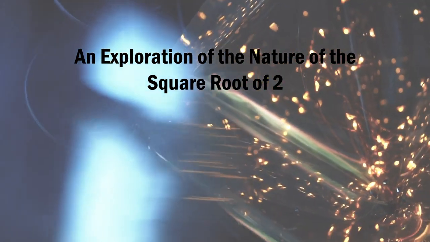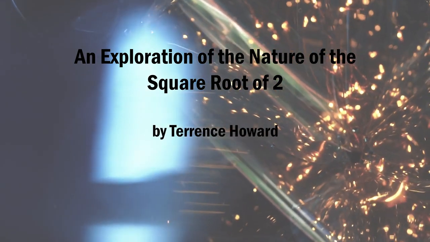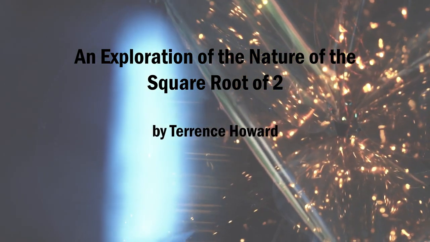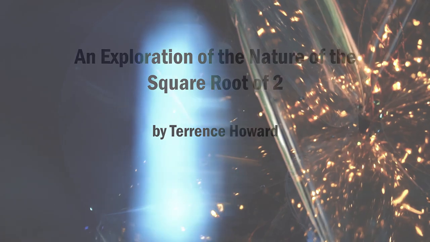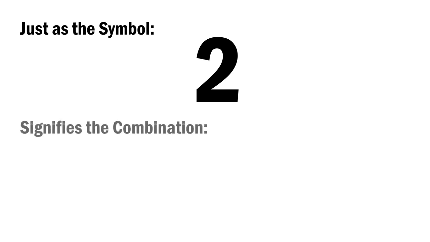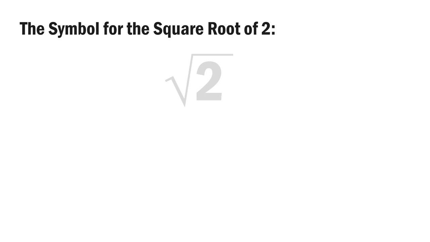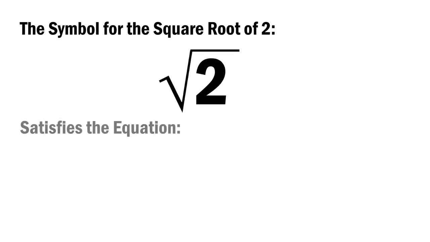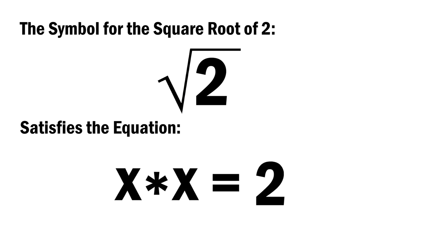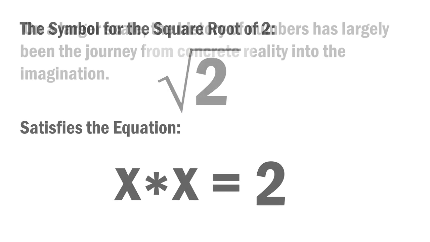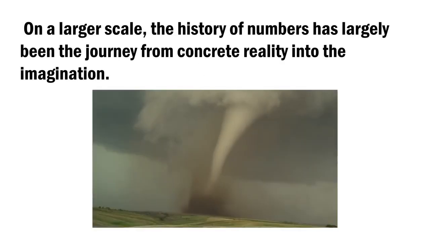An exploration of the nature of the square root of 2 by Terrence. Just as the symbol 2 signifies the combination 1 plus 1, the symbol for the square root of 2 satisfies the equation x times x equals 2.